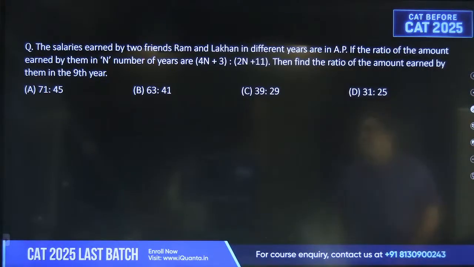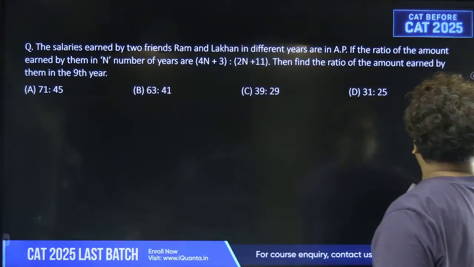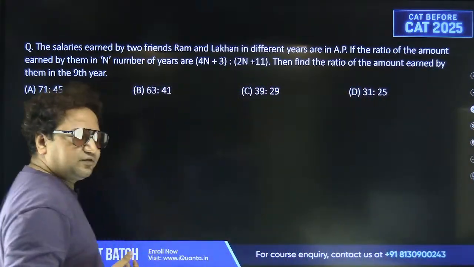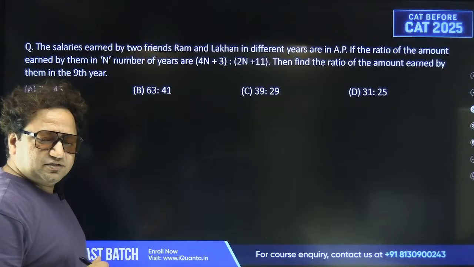the salaries earned by two friends, Ram and Lakhan, in different years are in AP. If the ratio of the amount earned by them in n number of years is 4n plus 3 to 2n plus 11, then find the ratio of the amount earned by them in the 9th year specifically. So, I'll just tell the concept, and then the people who have not done this chapter yet can use it.